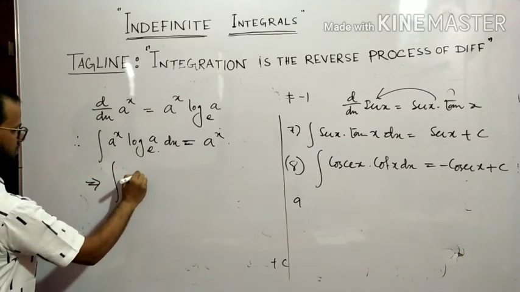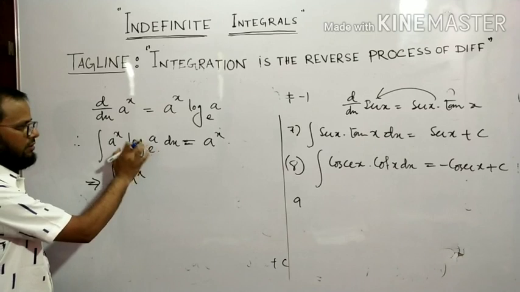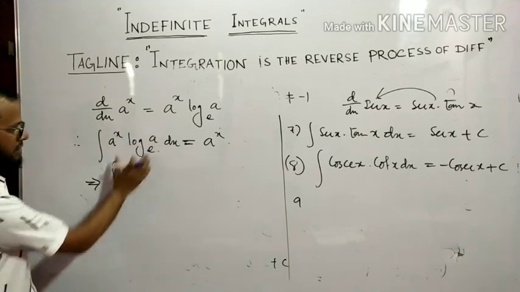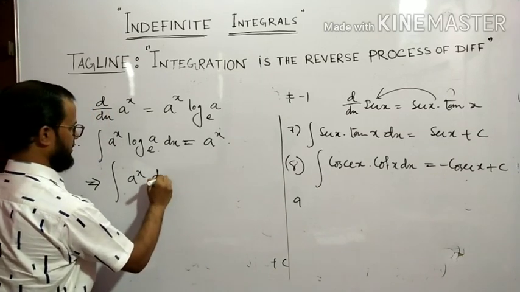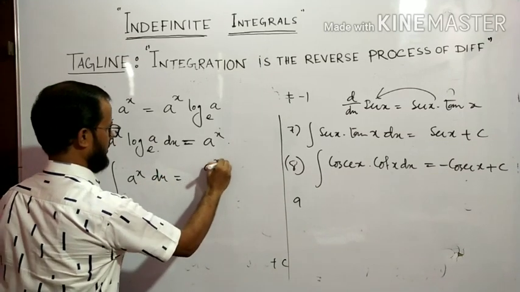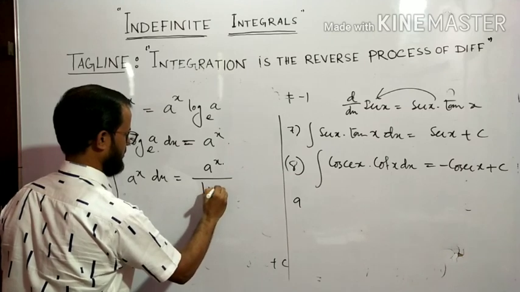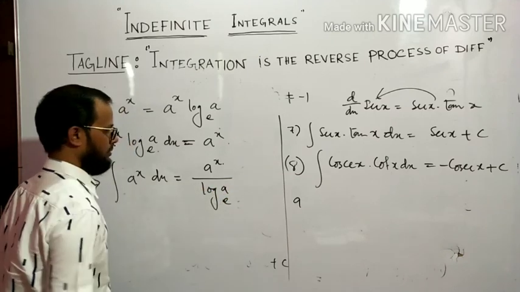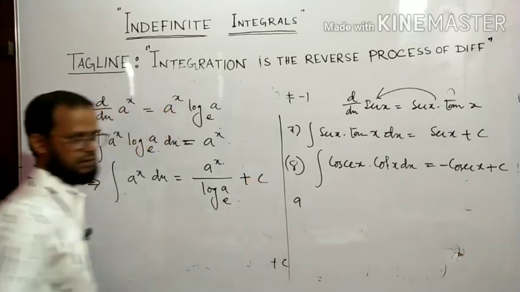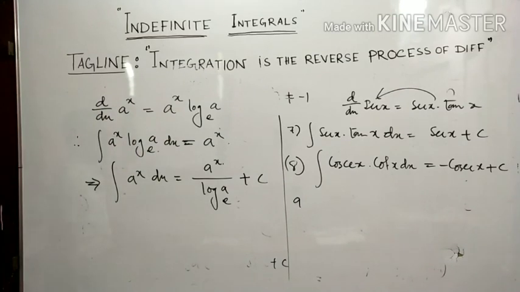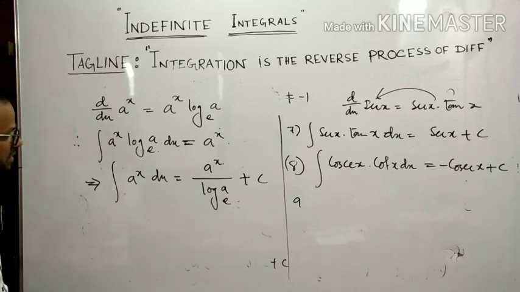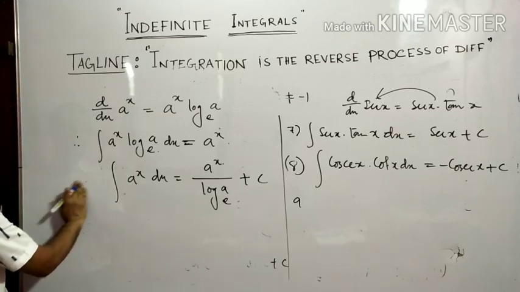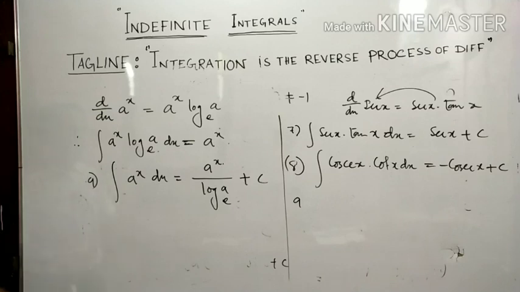So in the integration of a to the power x, log a base e is a constant quantity, so it will come outside the integral, then go to the denominator. So integral of a to the power x dx is equal to a to the power x by log a base e plus c. Finally we will get a constant c. So this is another formula, you can consider it as number 9. This formula is considered as number 9.